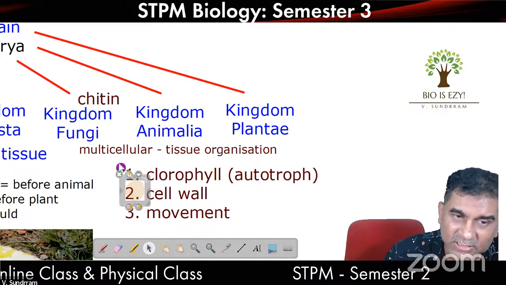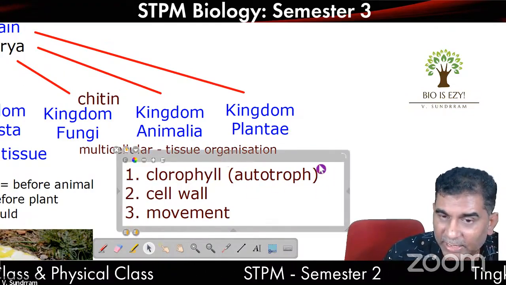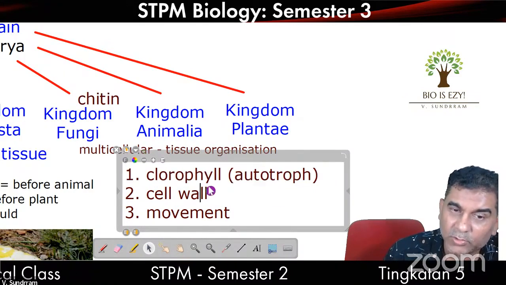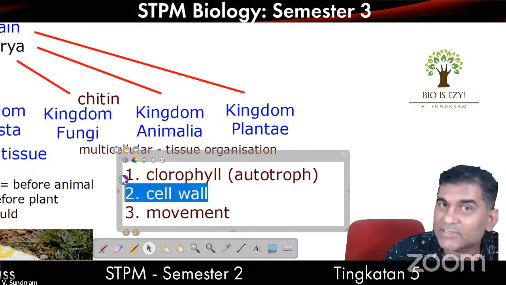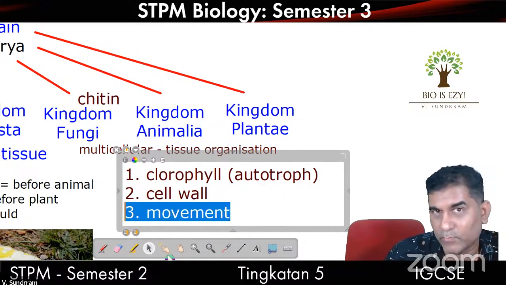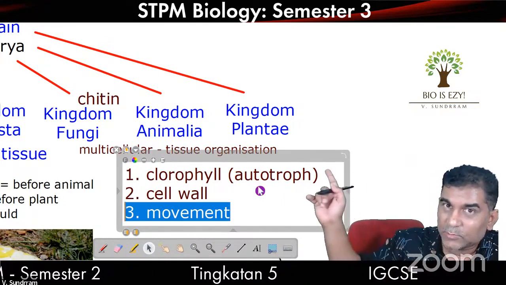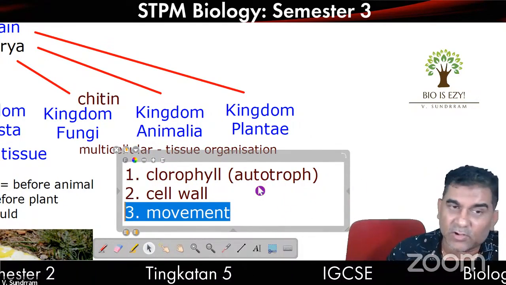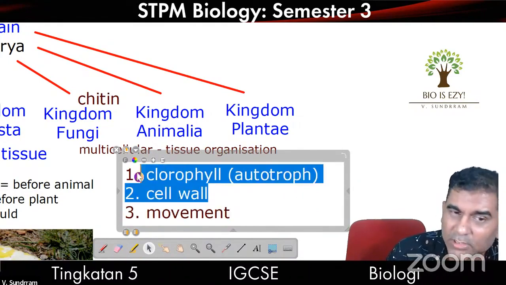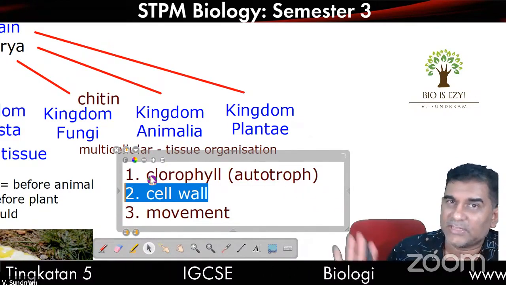We ask these three questions. Do they have chlorophyll, can they make their own food? Do they have a cell wall, and if they have, what is the cell wall made of? Can they move or not? These three basic questions we can use to differentiate the three kingdoms. For example, the cell wall alone is enough to separate the three kingdoms.